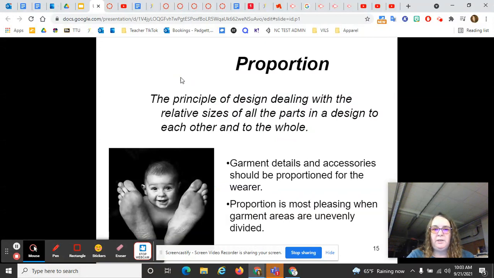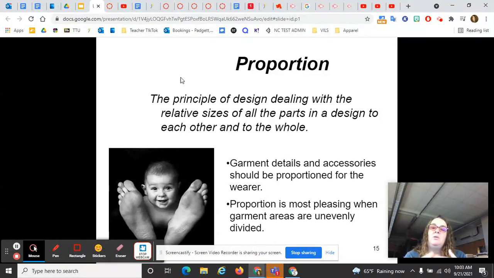Then we have proportion. Proportion is how things relate size-wise. If we look here, we see the little baby with really big feet. Are the garment details and accessories proportioned to the wearer? For example, if you have a tiny person, and you put a big hat on their head, does it work proportionately to that particular garment or that particular wearer?